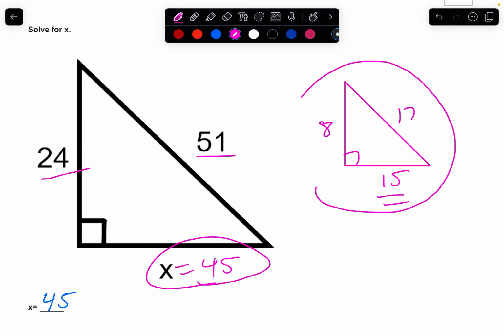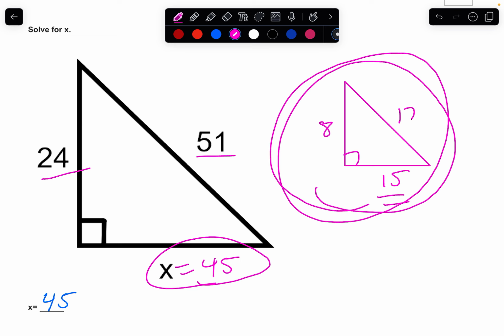So reduce and do the Pythagorean theorem on the small triangle. If it's one of your triples, you should be quick to retrieve those numbers. 8, 15, 17 is one you need to know.